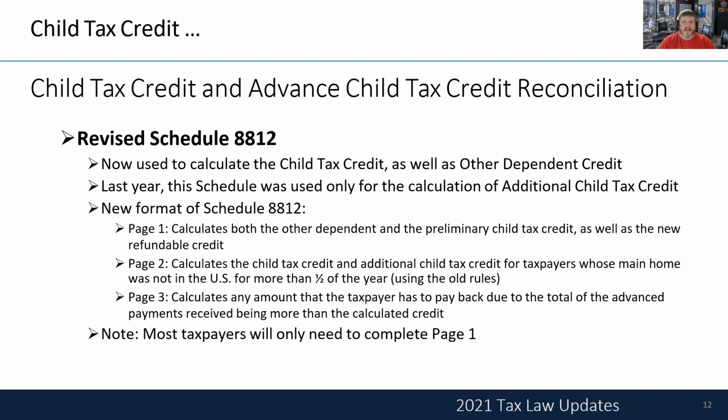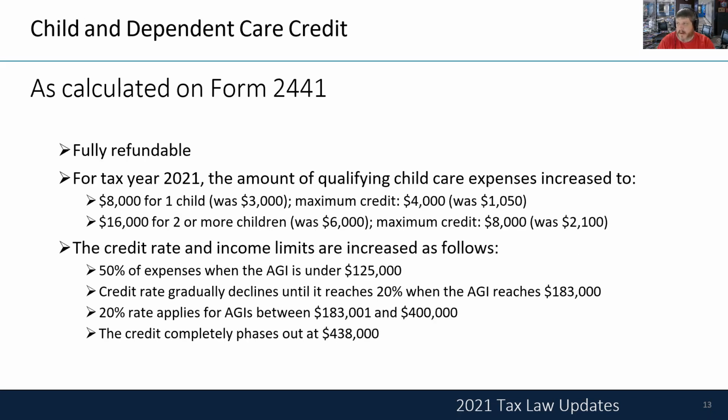Most, and by most I mean 99% of your taxpayers will only need to complete page 1. For you guys, you will only need to enter the information from that 6419 letter on line 14F of the 8812. Okay, so before I go to the next section, does anybody have any questions about child tax credit and the advanced child tax credit payments?